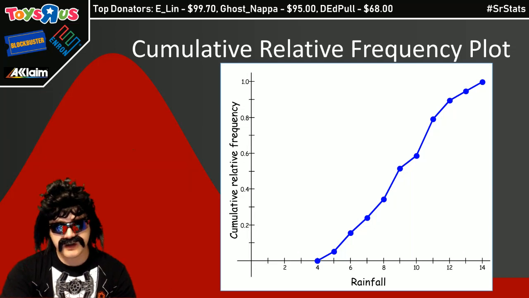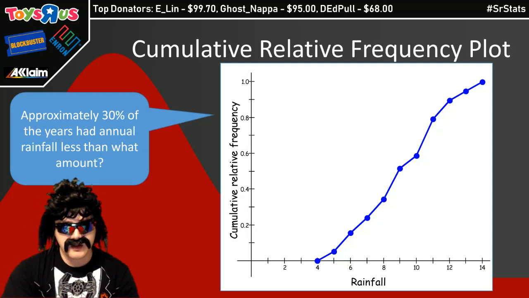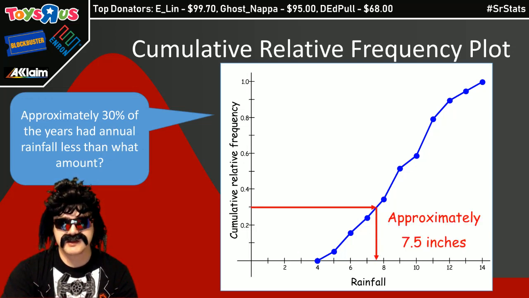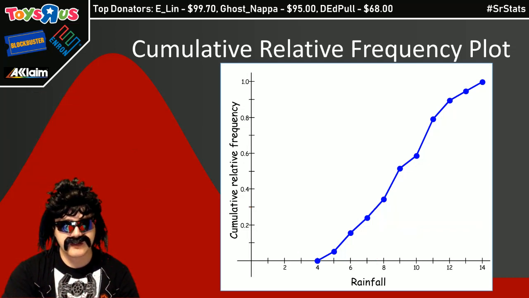Another question might be asked, approximately 30% of the years had annual rainfall less than what amount? So we go to 30 on the y-axis, go over, and then we look down, and that's approximately 7.5 inches. So when we're looking at this, we've got those values from there.